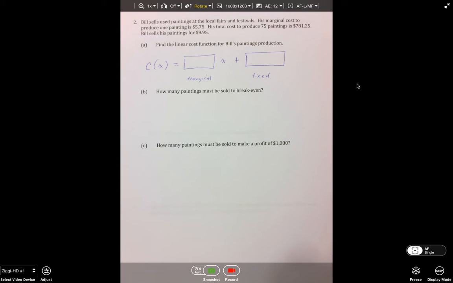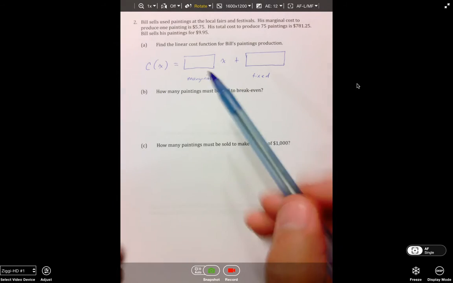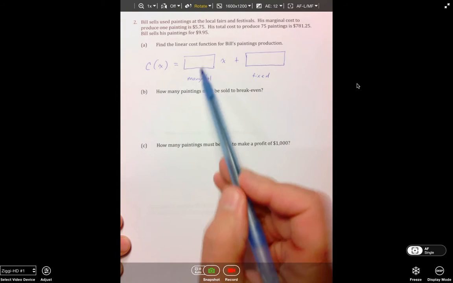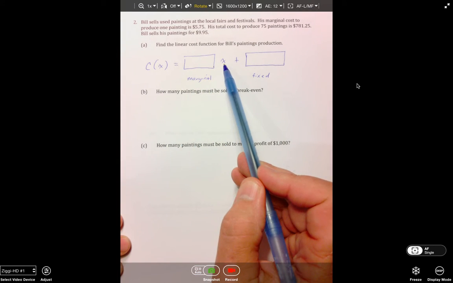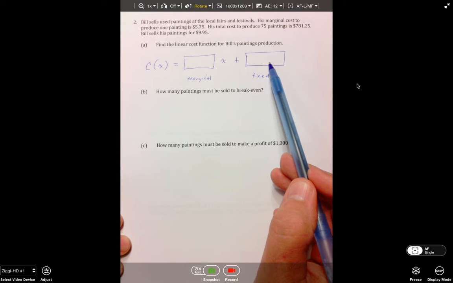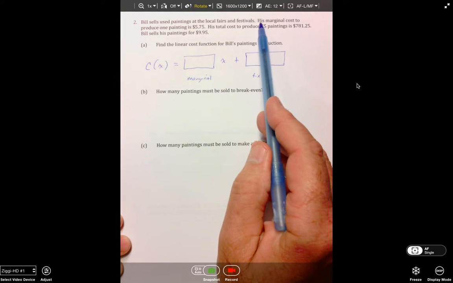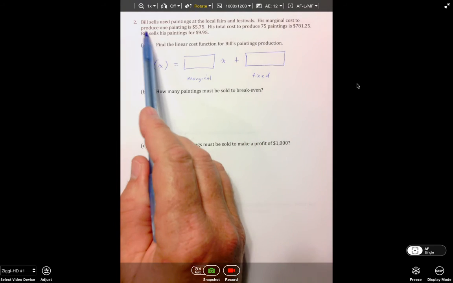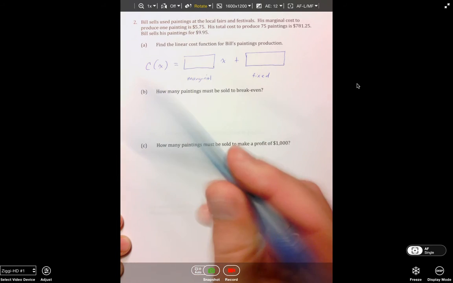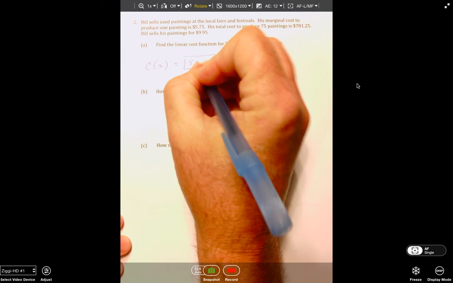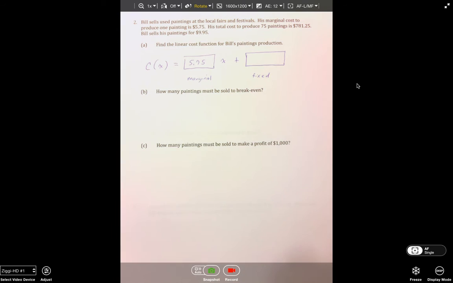And I know I'm looking for two values, two numbers, because C of Q, when we have a linear cost function, is going to be the marginal cost times the number produced plus the fixed cost. Well, it tells me right up here his marginal cost to produce one painting is $5.75. So without question, without hesitation, I know the $5.75 has to go there.